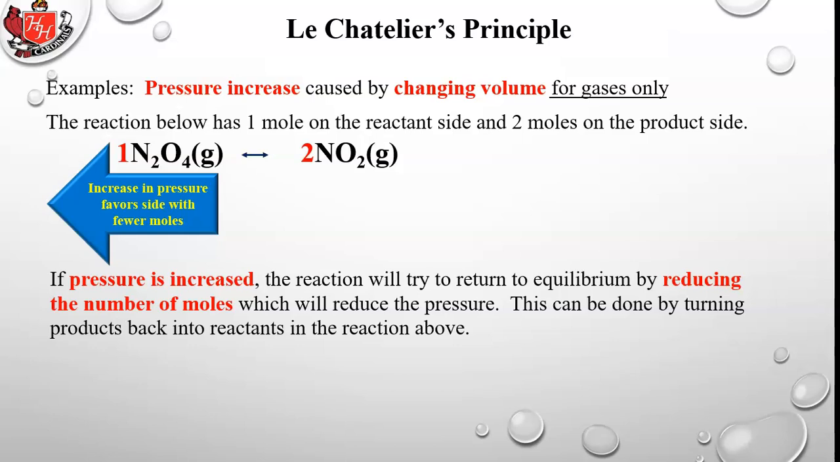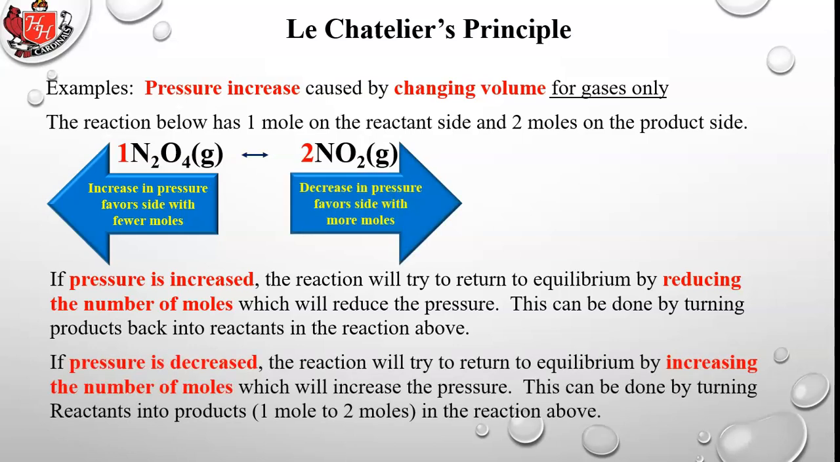So this can be done by turning products back into reactants in the reaction above. So when you increase the pressure, it's going to favor the side with fewer moles. Again, more pressure means the molecules feel too crowded. They want to have fewer molecules in order to get the pressure back to normal again. So it's going to go from the side that has more moles, the 2 NO2, to the side on the left, which has fewer moles, 1 N2O4.